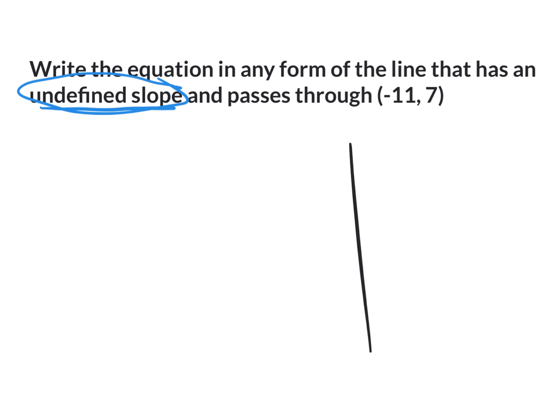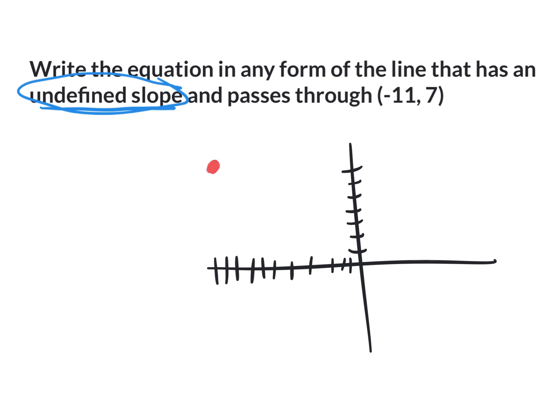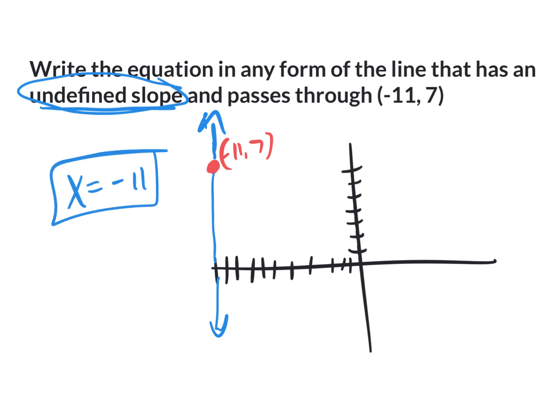So you got to actually think about this visually. Where is -11, 7? 1, 2, 3, 4, 5, 6, 7, 8, 9, 10, 11. 7, 1, 2, 3, 4, 5, 6, 7. So -11, 7 is right here. And we just said that an undefined slope is a vertical line going right through that value. So what is the equation of a vertical line? We just said it. X equals, where does it cross the x-axis? At -11. There's your answer, boom.